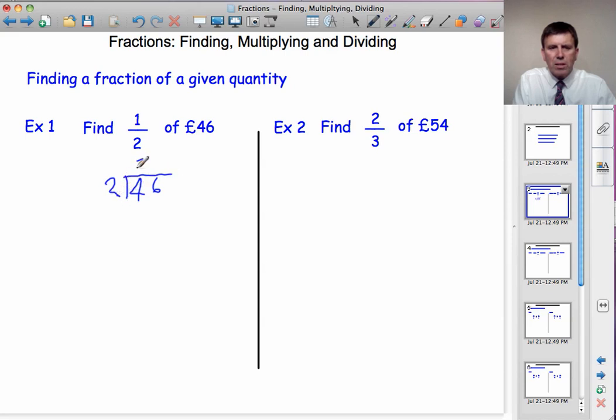2 goes into 4 twice. 2 goes into 6 3 times. And the answer is 23 pounds.